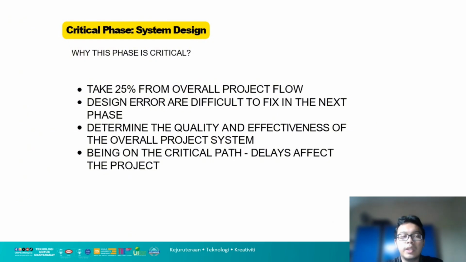Okay, now we will be explaining the critical phases. The first critical phase is system design, which takes 5 days and takes 25% of the overall project flow. Design errors are difficult to fix in the next phase. It determines the quality and effectiveness of the overall project system, and being on the critical path, if delayed, it will affect the project.